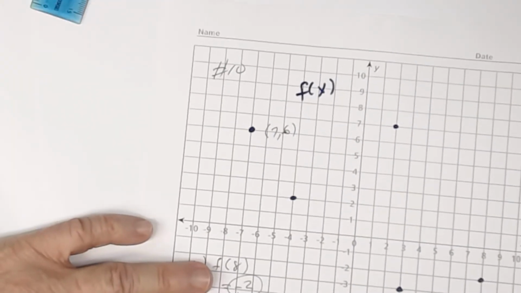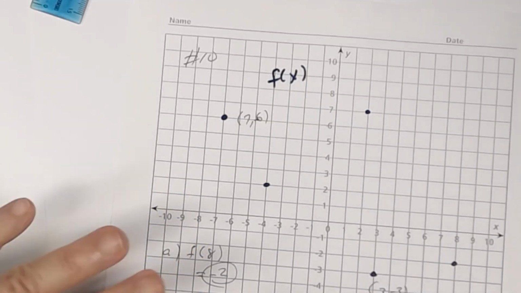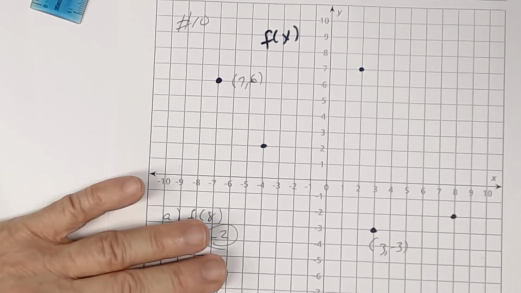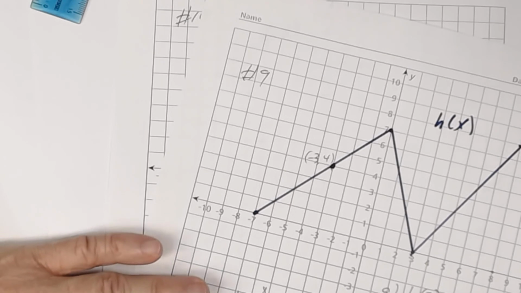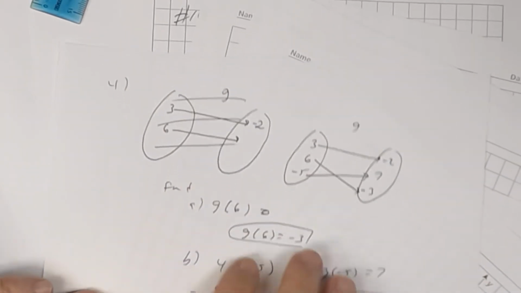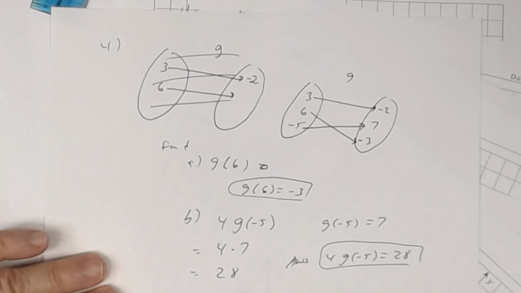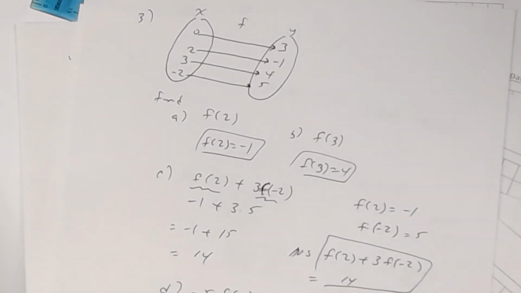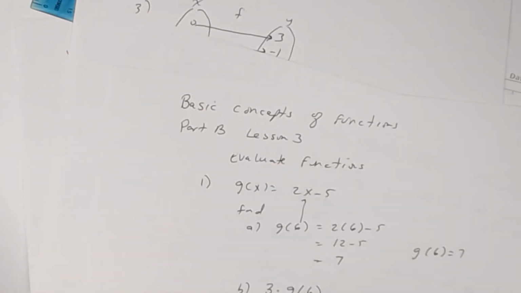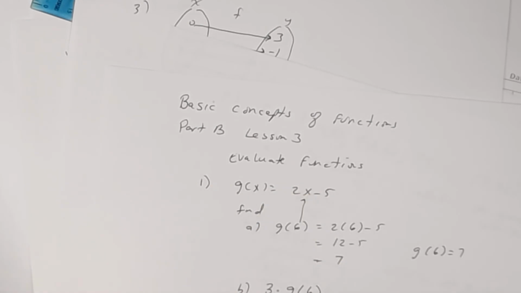That's all I wanted to do with this, because sometimes you will be given a graph and asked to find function values. You will be given a set of ordered pairs or mappings, and you're asked to find function values. So that is the end of lesson 3 on part B, which is evaluating functions.